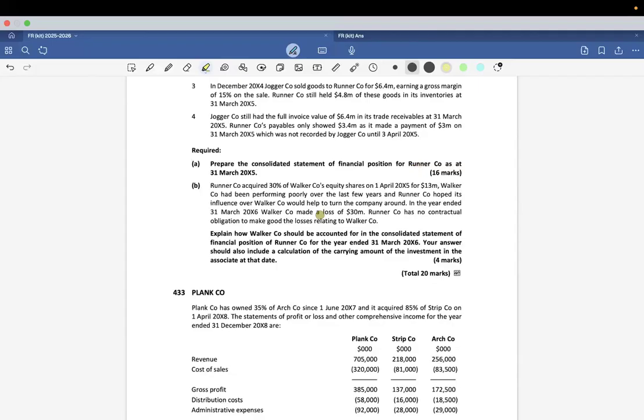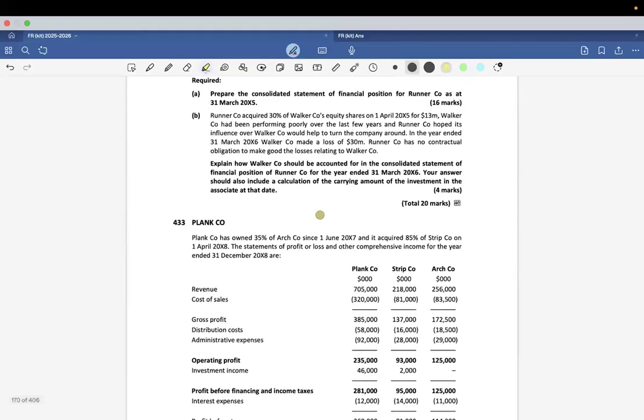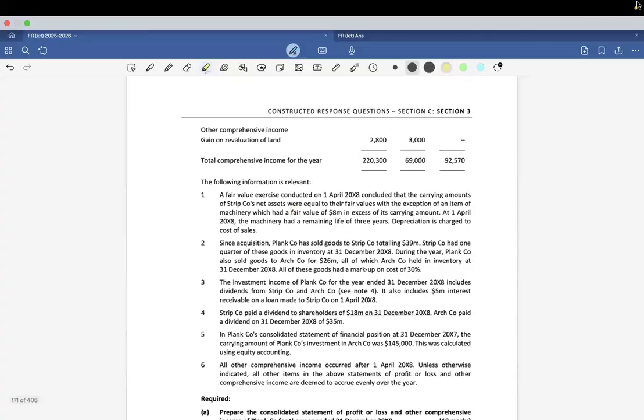Understood? Now, the other thing you should also mention is where this particular loss would go in the consolidated SOPL. Just now, we read an article saying all the income that you get from the investment in associate should be taken into the investing activities. Clear? Now let's see.